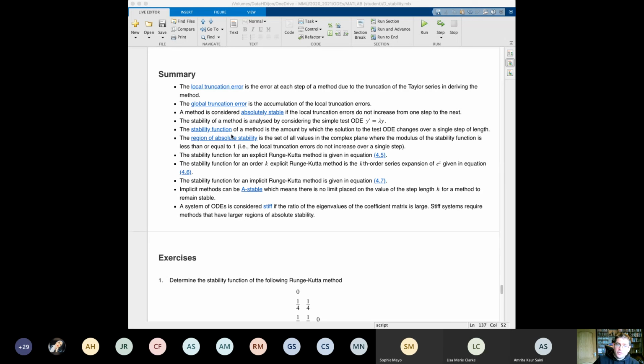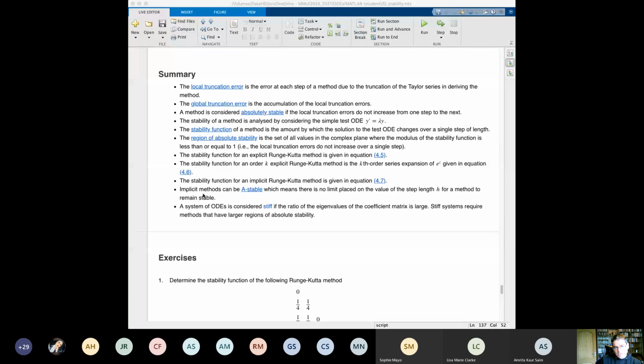The stability function of a method is the amount by which the solution to the test ODE changes over a single step length. And the region of absolute stability is all those values of Z in the complex plane for which the modulus of the stability function is less than or equal to 1. I showed you how to determine stability functions in equations 4.5 and 4.7. Okay, the explicit Runge-Kutta method should agree to the series expansion of e to the z up to the kth order term. So an order k method should agree up to the kth order term.